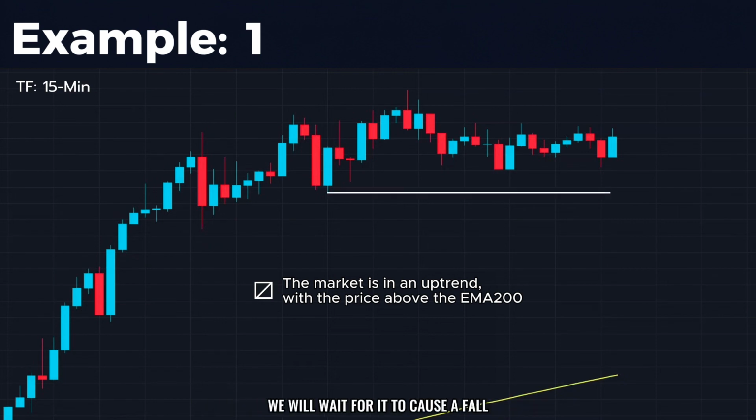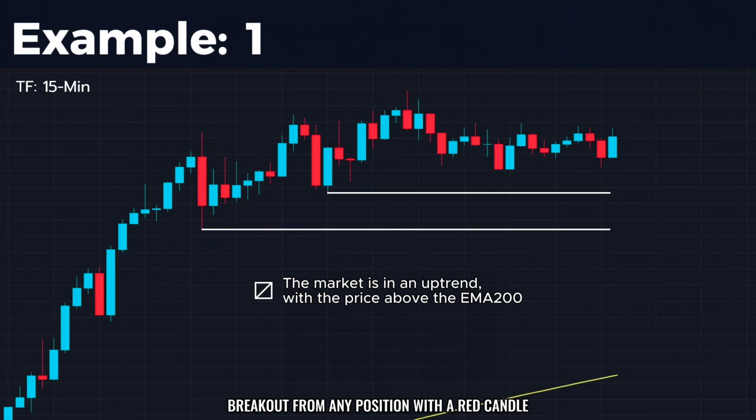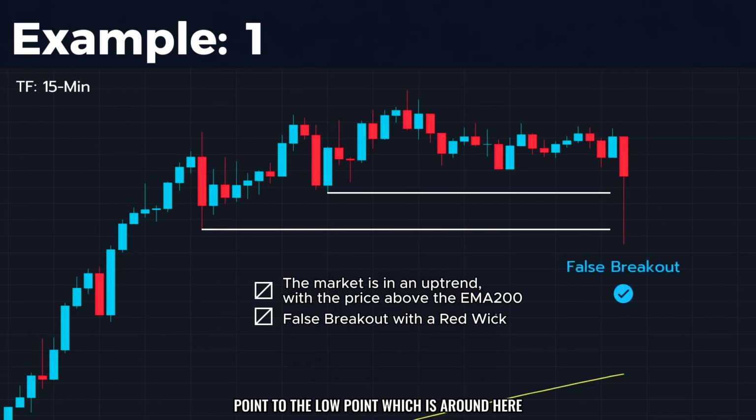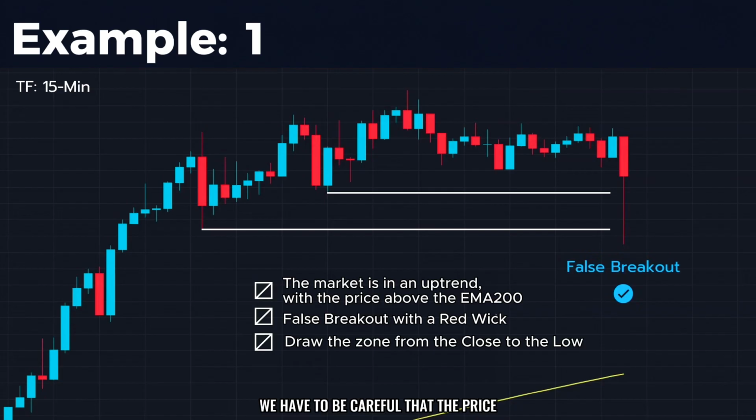Therefore, the next step, we will wait for it to cause a fall breakout from any position with a red candle. Wait a minute, 15 minutes have passed. The price makes the fall breakout and breaks through both positions. Therefore, we pass the check, and we will mark the entry zone. This zone will be drawn from the close point to the low point, which is around here. When the zone is large, we have to be careful that the price will not break through the zone.